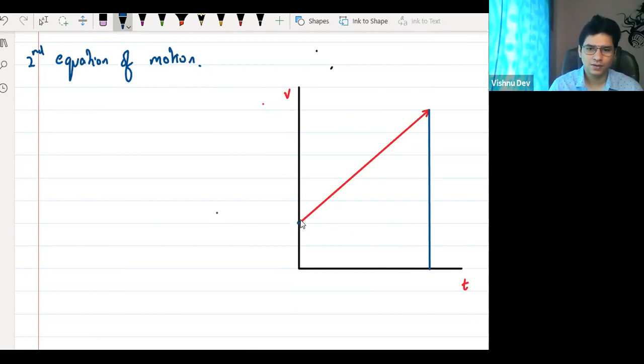So this is your what? Tell me, ये क्या है? So this is your initial velocity u, हाँ या ना? At time t is equal to 0 पे ये initial velocity u है, right? And at time t is equal to t पे मान लो ये velocity क्या है? This is your final velocity v.